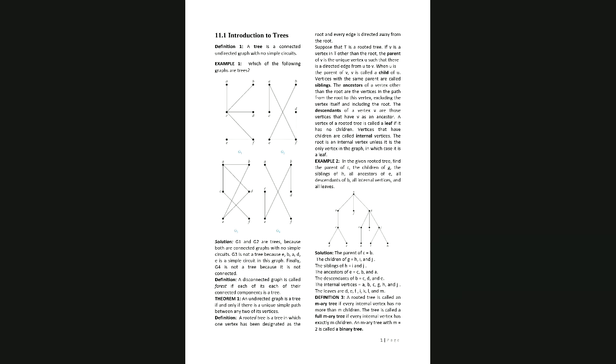See here, what is the child? This is A. If you see here, this is A to B, so B is a child. A to F, this is also a child.